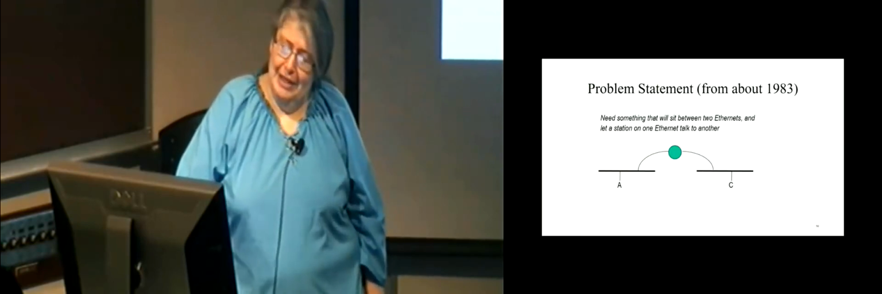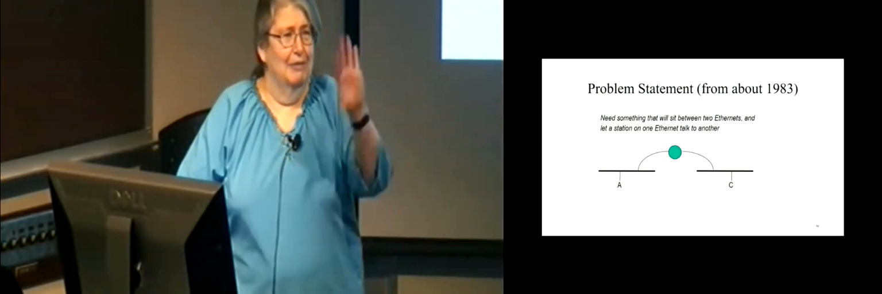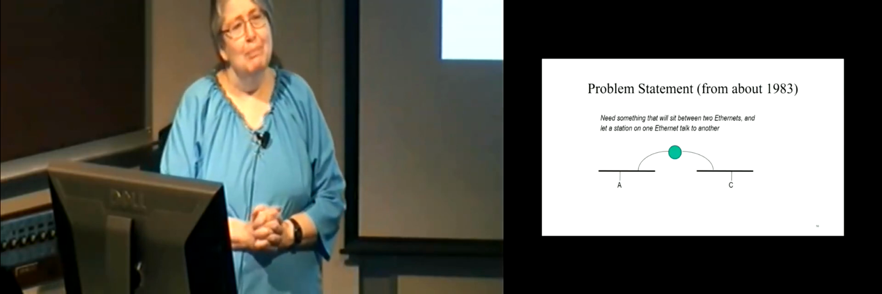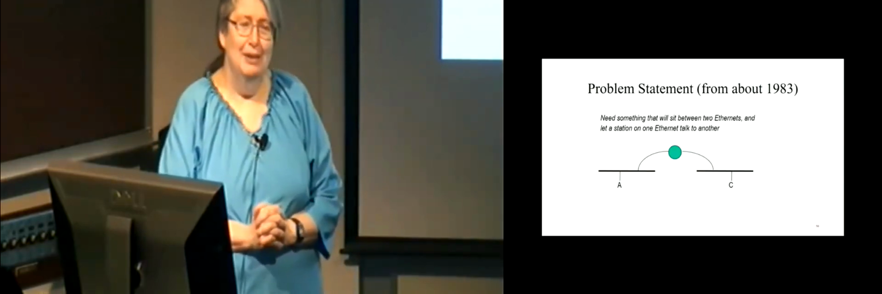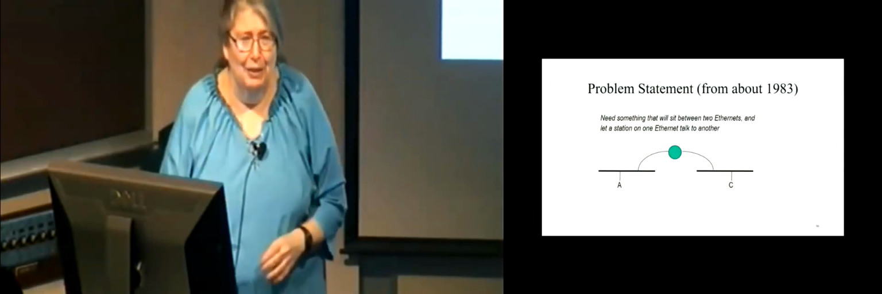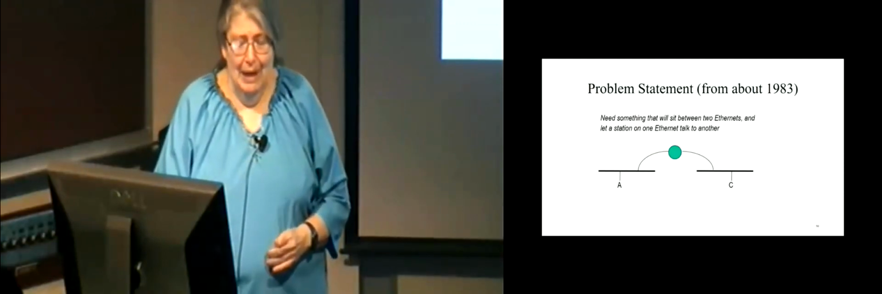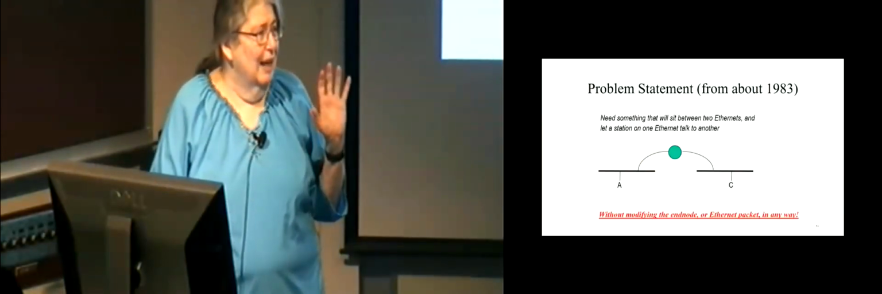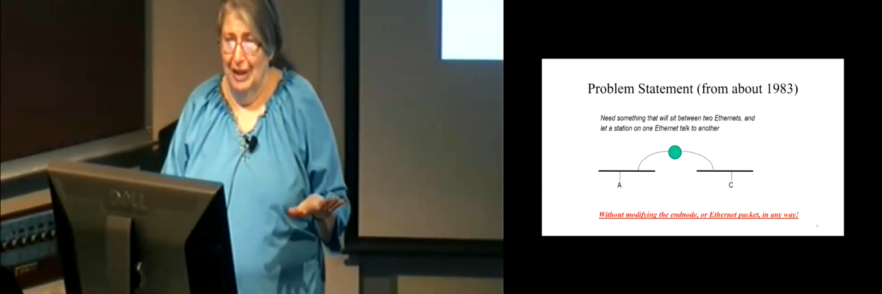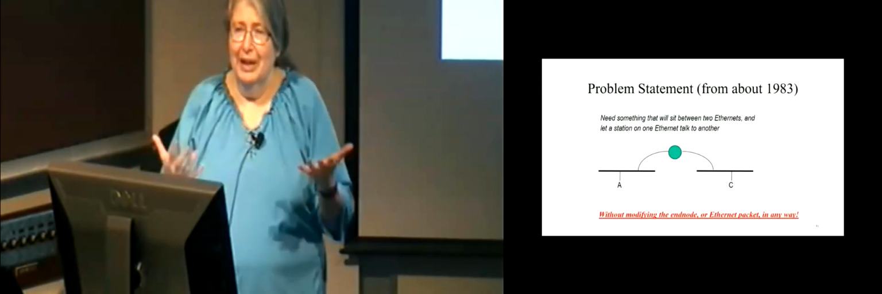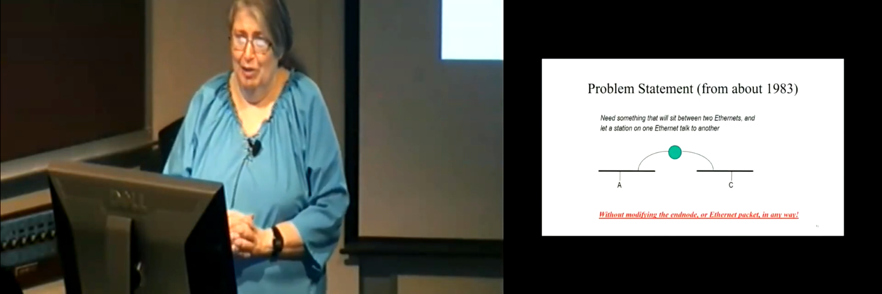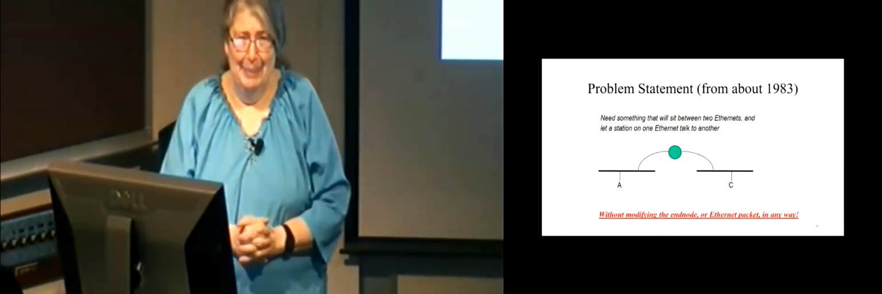So one day my manager said to me, Radia, you do this kind of distributed algorithm stuff. I would like you to invent a magic box that sits between 2 Ethernets and lets somebody on one talk to somebody on the other, which is what my entire career had been up to. But the constraint was that this had to be done in a way that didn't change the end node at all. The end node had to still work even though it thought it was working on a single Ethernet. And there were no spare fields in the Ethernet header, and there was a hard size limit.